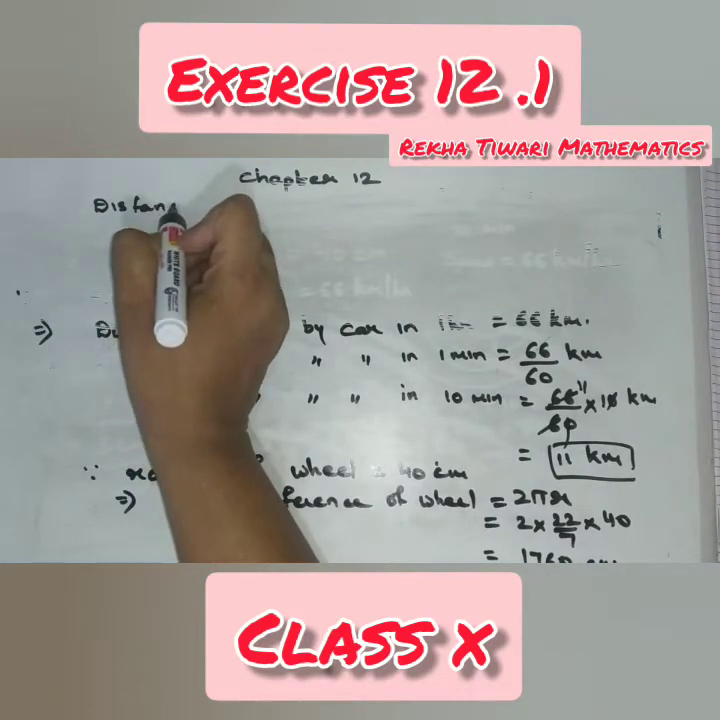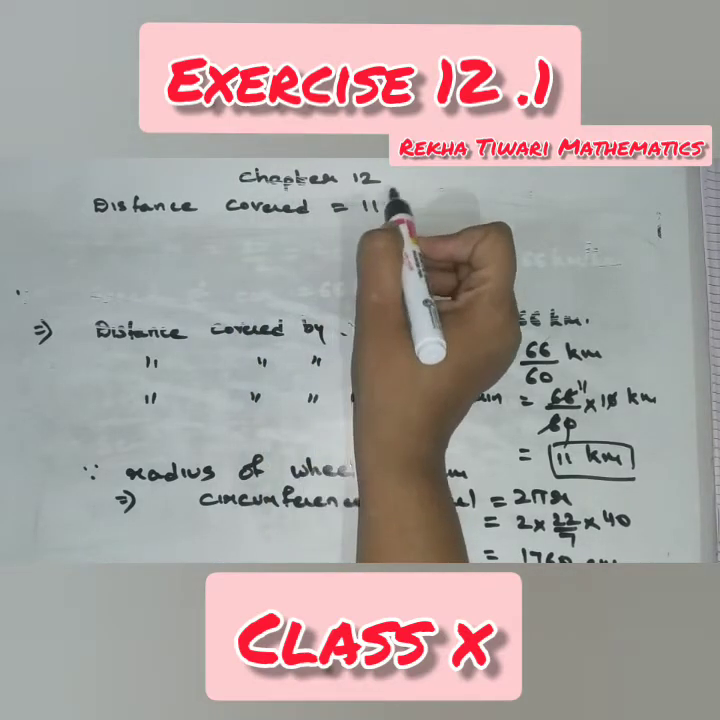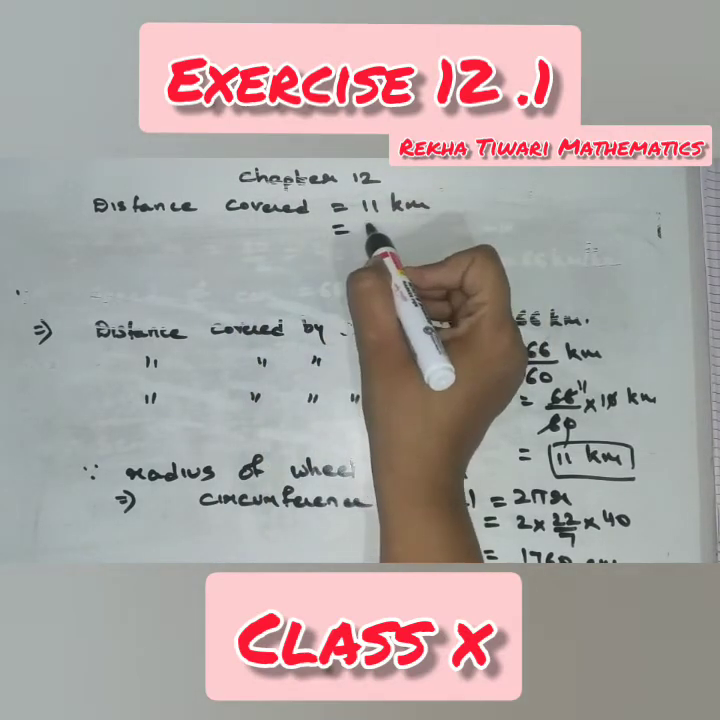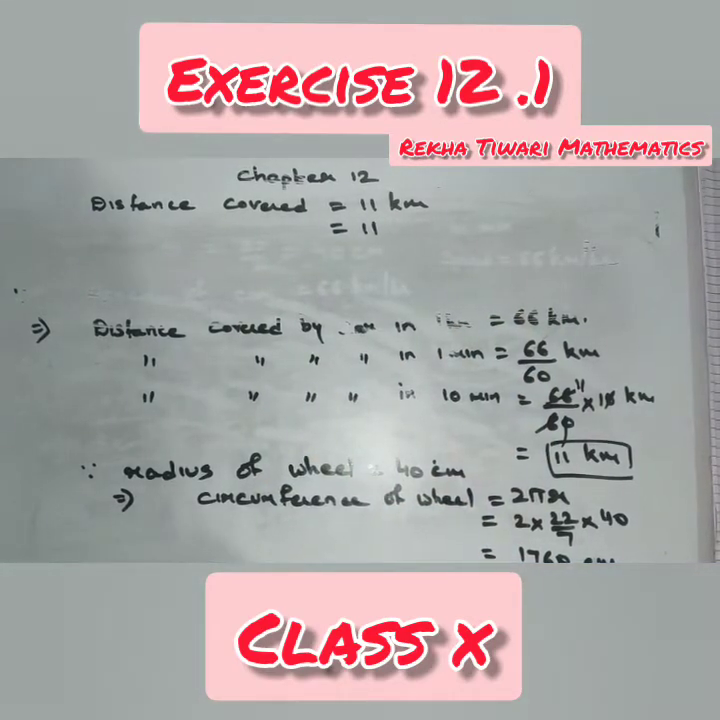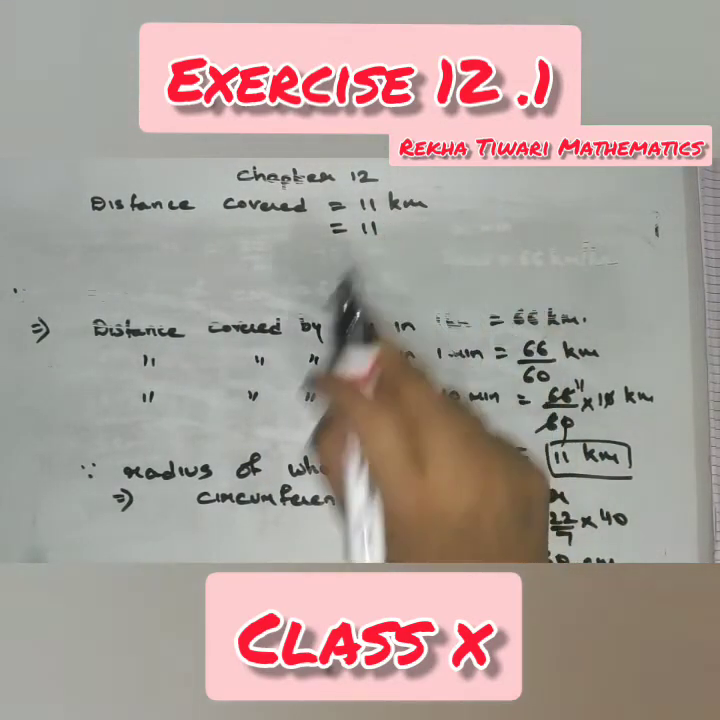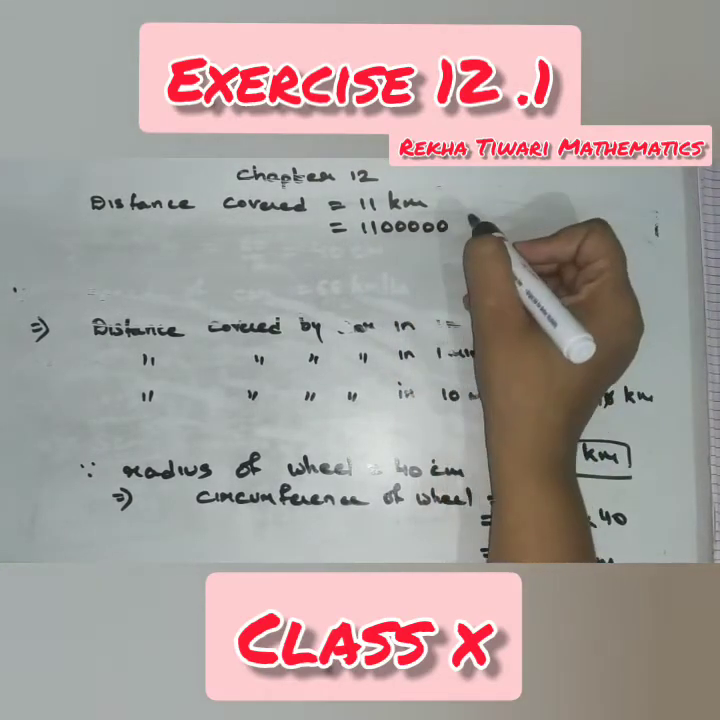So distance covered is equal to 11 kilometer, which implies, convert this into centimeter because circumference comes in centimeter. So you have to convert kilometer to centimeter. How many zeros will it come? Kilometer to meter converted, centimeter, 2 more zeros.